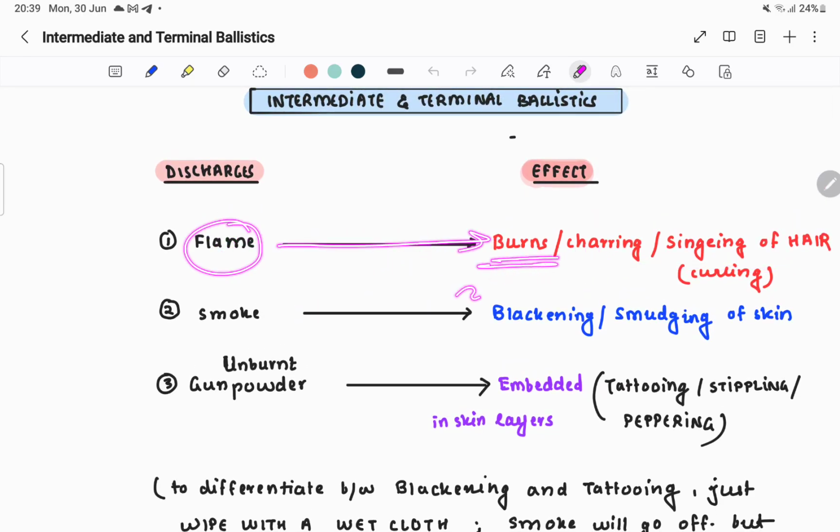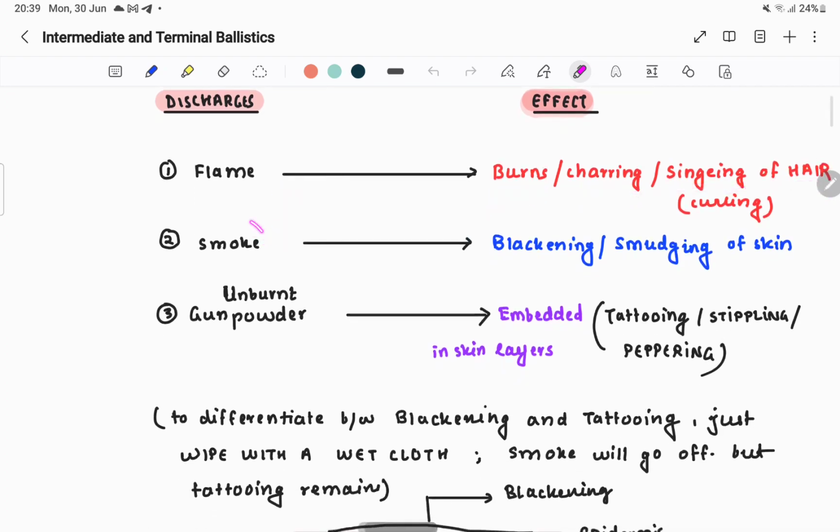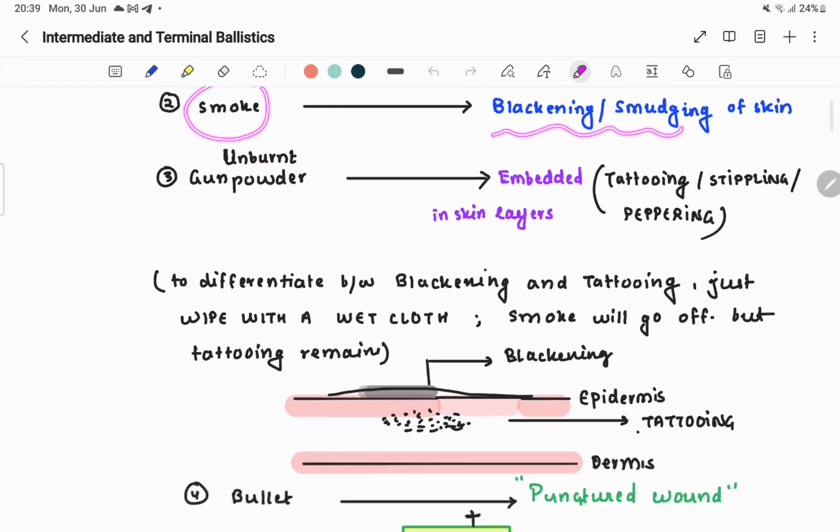Flame is producing burns, charring and singeing of hair. Singeing means that due to burning, the hair curls. Curling of hair due to burning. Burns, charring or singeing of hair. Smoke is black in color, so it is causing blackening or smudging of the skin.